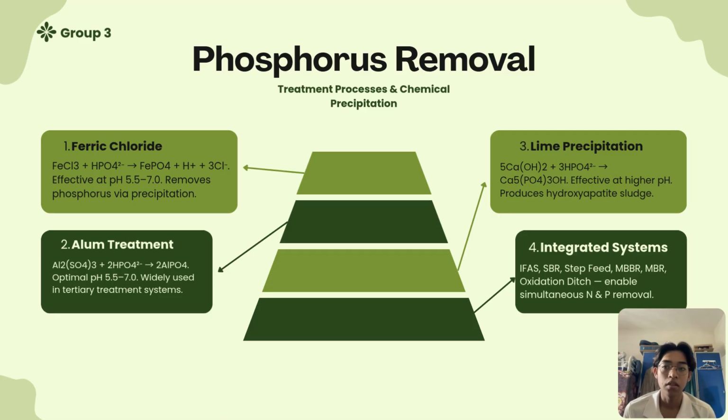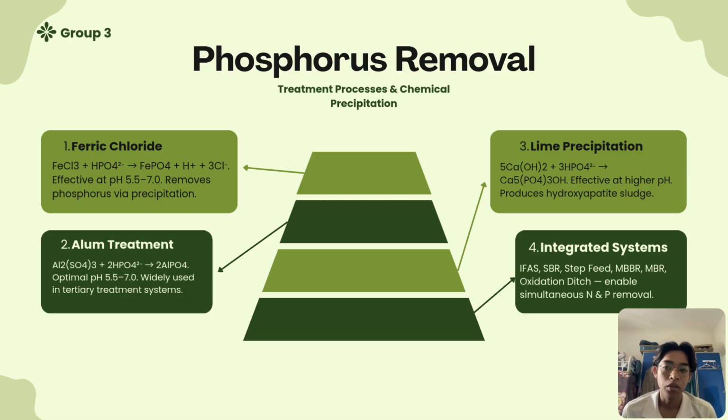The second method is alum treatment. Alum also reacts with phosphate and forms a solid that can be separated from water. It is commonly used in tertiary treatment systems. The third method is lime precipitation. Lime reacts with phosphate to form sludge, which can then be removed. This method works better at higher pH.